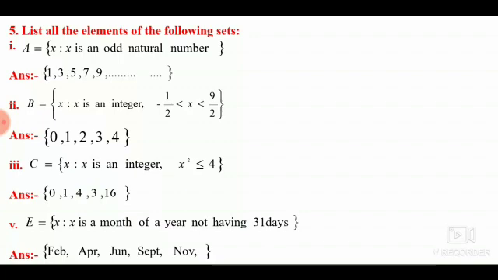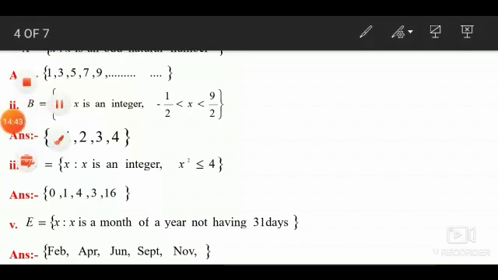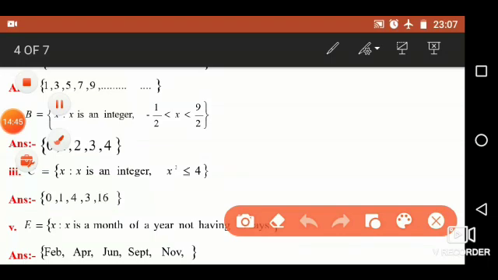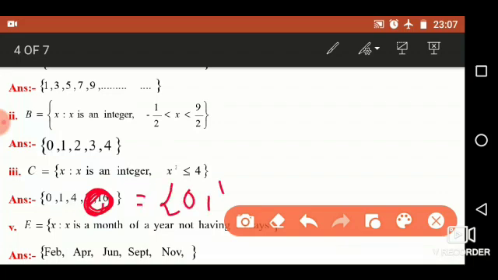Dear students, we have made one mistake over here. Let me delete. These two elements are not members of the given set. Therefore, the elements in this set are only 0, 1 and 4. Not 9 and 16, only 0, 1 and 4. By mistake we wrote this value. Therefore the elements of the given set are 0, 1 and 4.